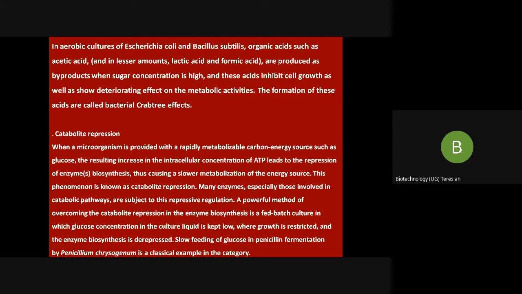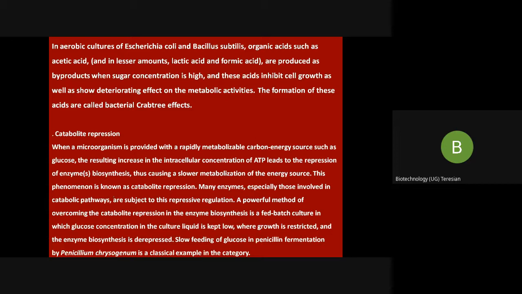But these acids are inhibiting the cell growth of your organism. That shouldn't happen. What happens otherwise if they inhibit the cell growth? There is a deteriorating effect on your metabolic activity. Any metabolic reaction, whether anabolic or catabolic, is catalyzed by a series of steps, right? And if one of the pathways is inhibited, it can have a deleterious effect on your end product.